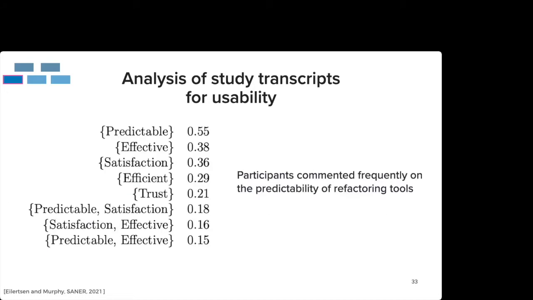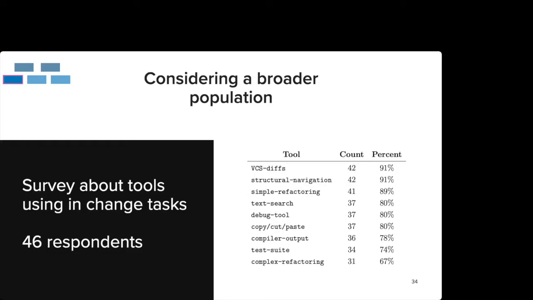Coding the transcripts enables analyses of usability factors across the 17 participants. One analysis we ran was on the prevalence of remarks about usability factors by the developers. You can see that developers frequently commented on the predictableness, or lack thereof, of the tools. Given the amount of the literature that focuses on the behavior-preserving nature of refactorings, it may surprise you that trust was much less commented upon.